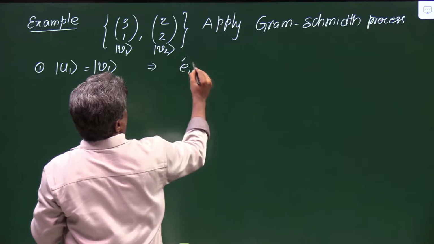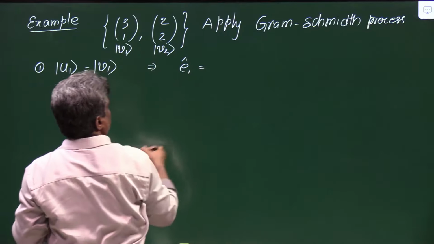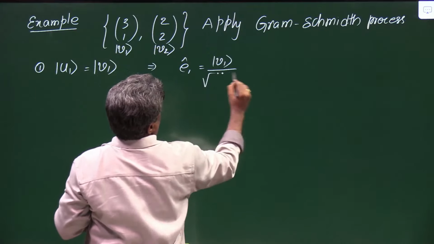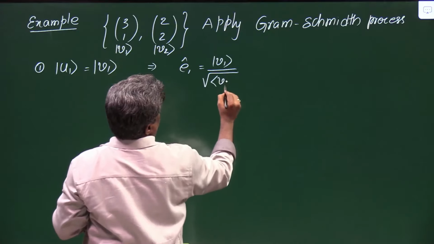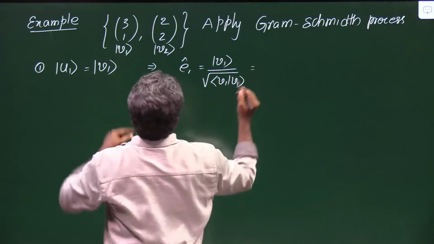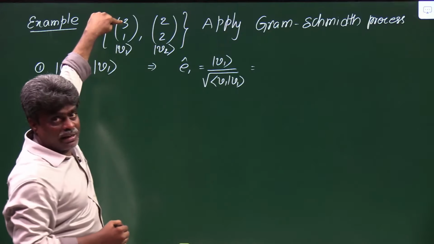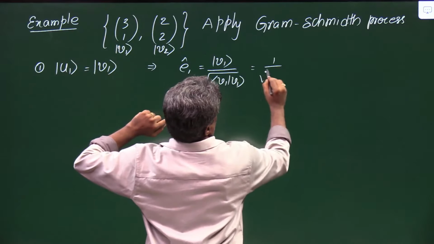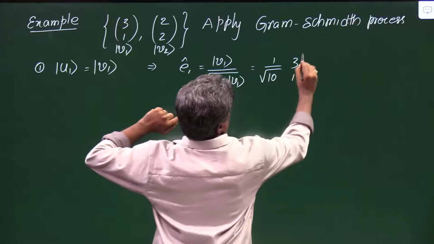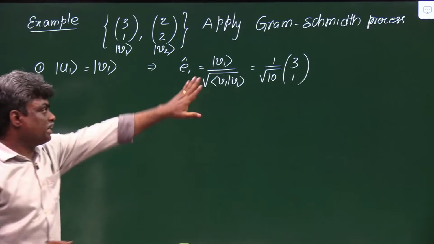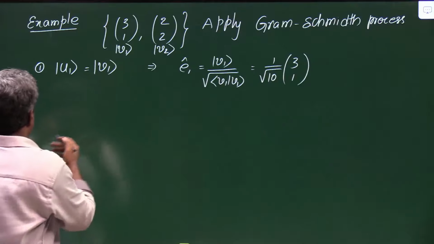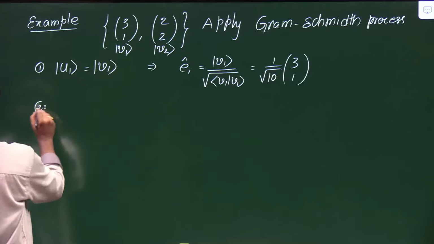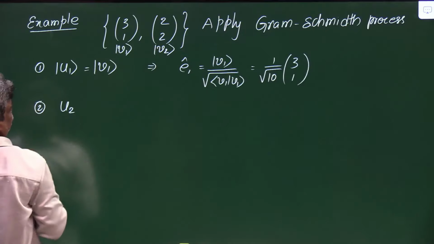So directly we can find the unit vector corresponding to this V1, which is V1 by its normalization constant, which is nothing but 1 by under root a square plus b square. Earlier problems I have already discussed. This is 1 over root 10 times (3, 1). So that is the e1 cap. Next, we have to find this e2. But before going to find that, first we have to find u2.